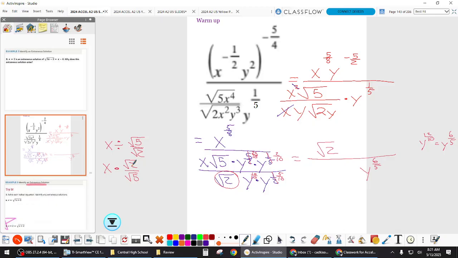Okay. Let's do these x's. How many eighths is this x? 8. That's 8 eighths. So x to the 5/8 over x to the 8/8 becomes what? 3/8. Yep, x to the negative 3/8.